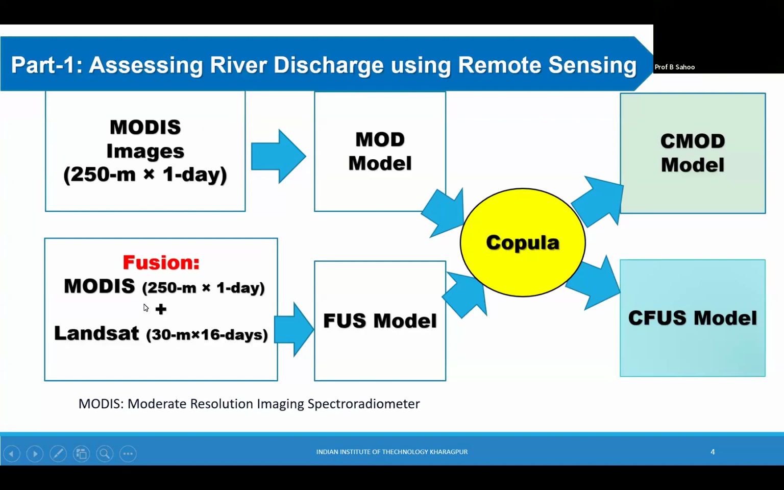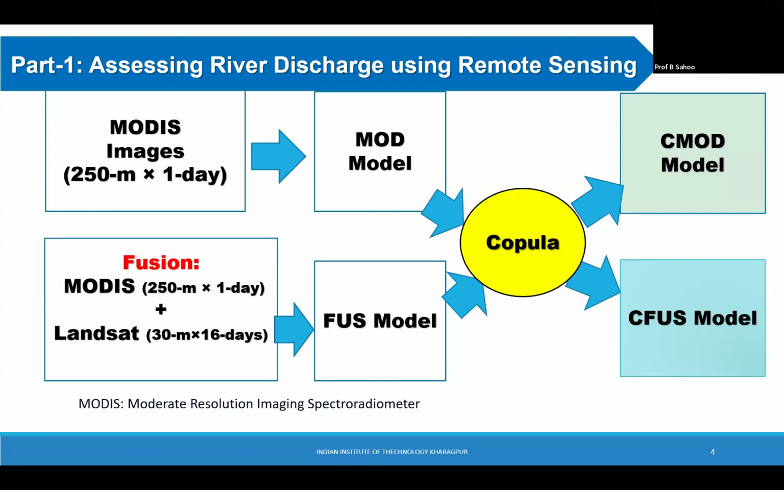And another model we developed, because this is at 250 meter resolution. If the river width is less than 250 meters, then it will make a problem, because one pixel will be coming inside the river, the water pixel, and another may come outside of the river water. So there will be land contamination, so the reflectance level will change.